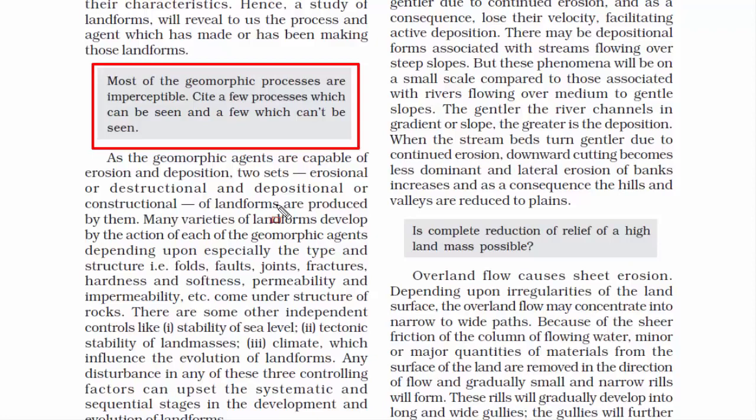Now why is this process imperceptible? Or in other words, why is it slow? The evolution of landforms is a slow and long process. And what makes it slow and long has both dependent as well as independent reasons behind it.